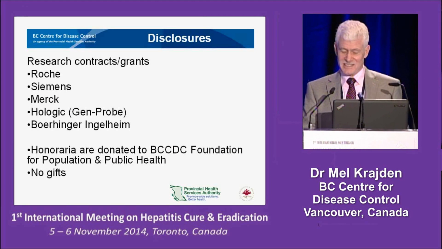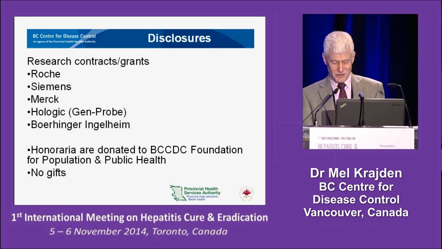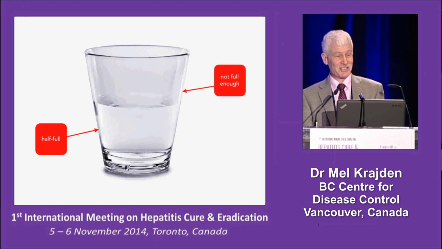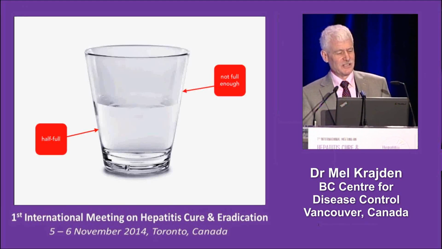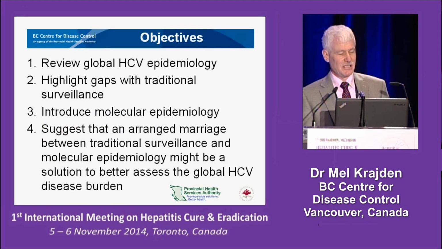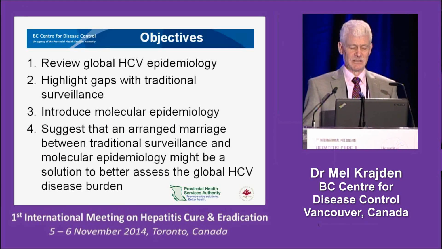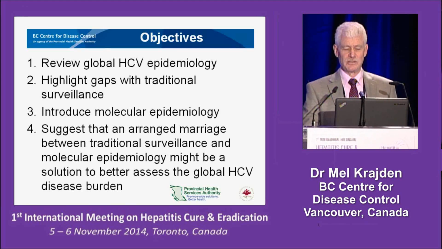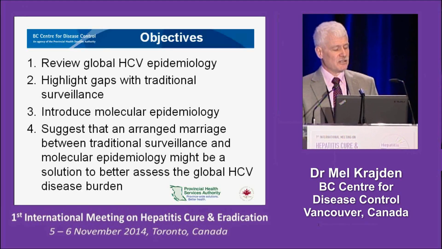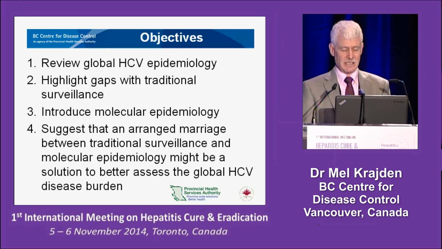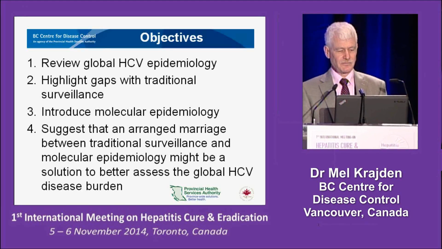So this talk is a half full, not full enough talk, because it's a challenge to answer the questions. What I want to do is review global hepatitis C epidemiology, highlight gaps with traditional surveillance, introduce molecular epidemiology, and suggest that an arranged marriage between traditional surveillance and molecular epidemiology might be a solution to better assess the global hepatitis C disease burden.